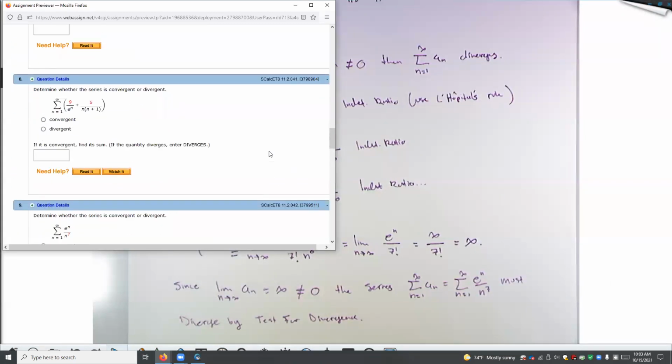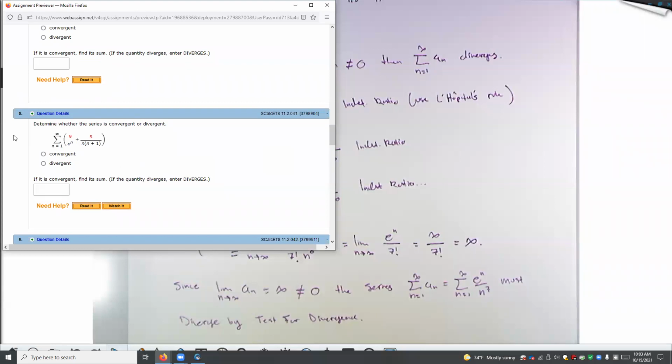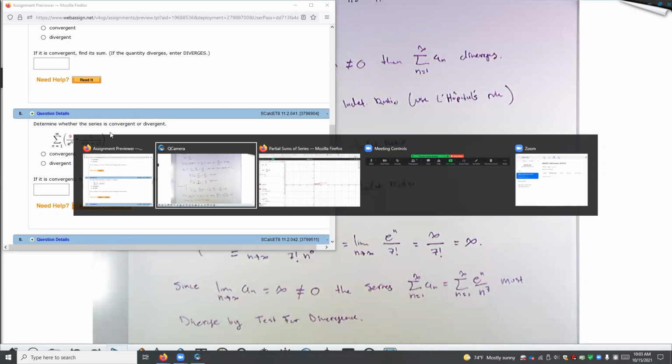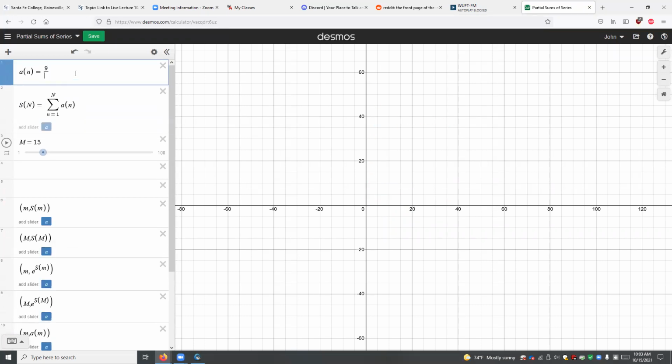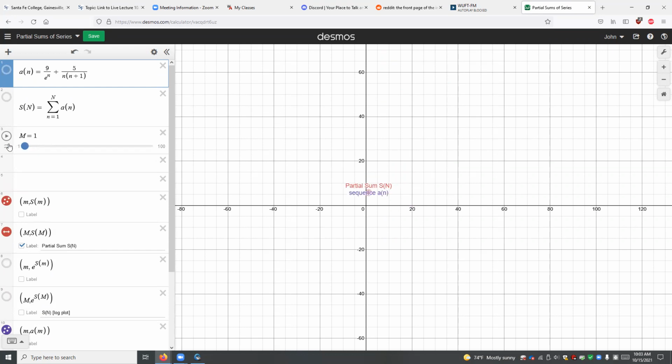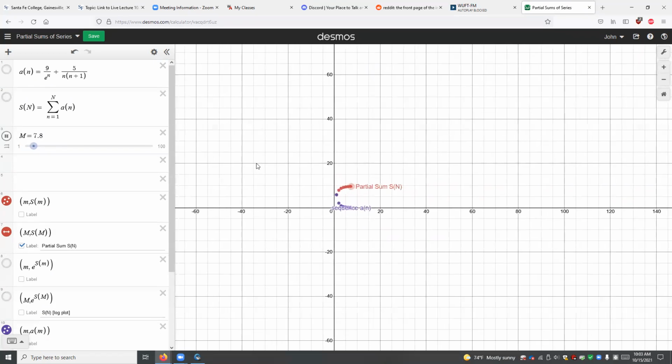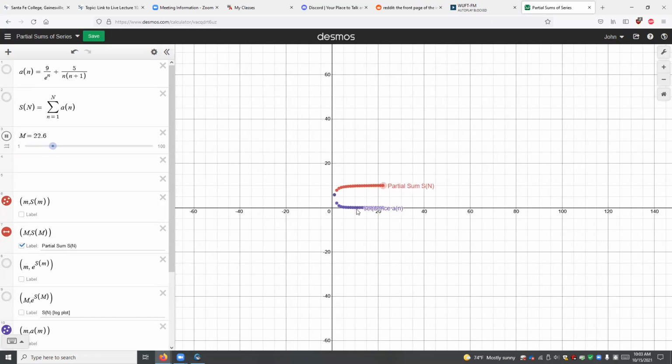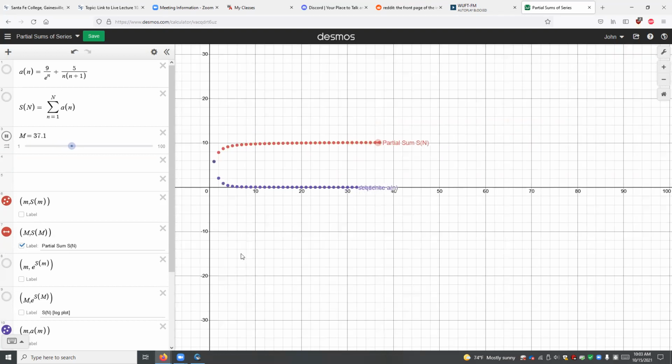The next one we wanted to look at, we'll get number 8. And maybe in service to this, let's play around with this tool in Desmos a little more. So we've got 9 over e to the n plus 5 over n times n plus 1. Okay. It actually doesn't look fast, does it? I like the smooth move more. So what do we see here? The sequence an, the actual terms of the series, that's the purple, is going to 0. And the sequence of partial sums, the red, looks like it's piling up on some number somewhere close to 10.